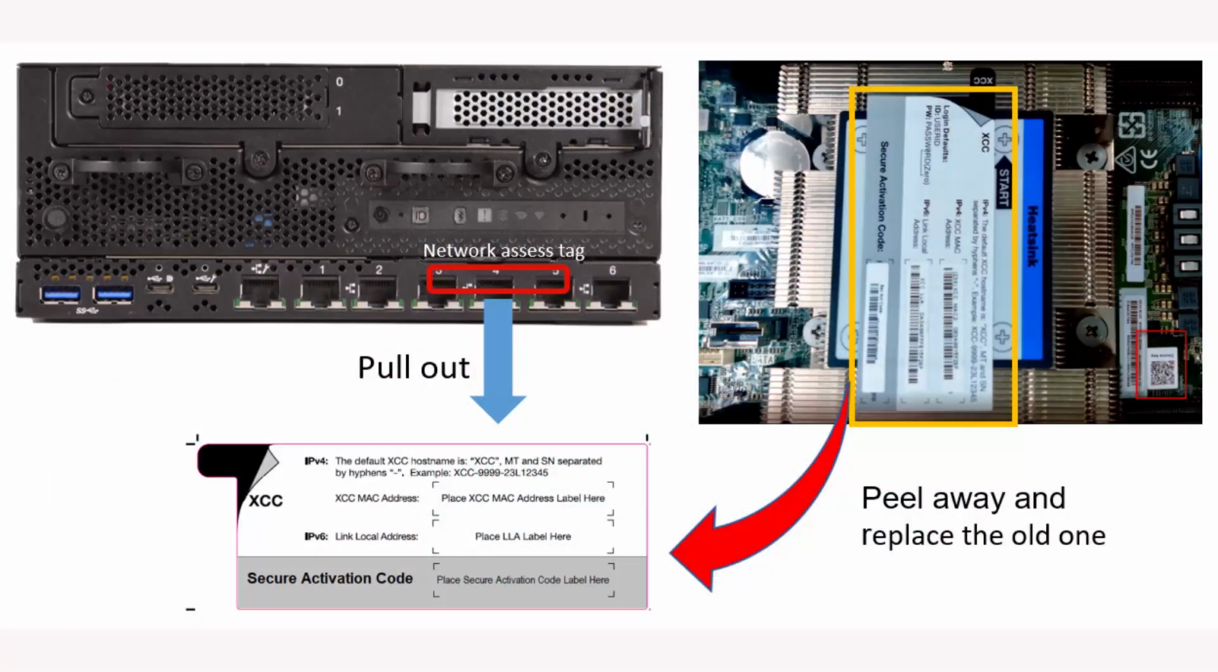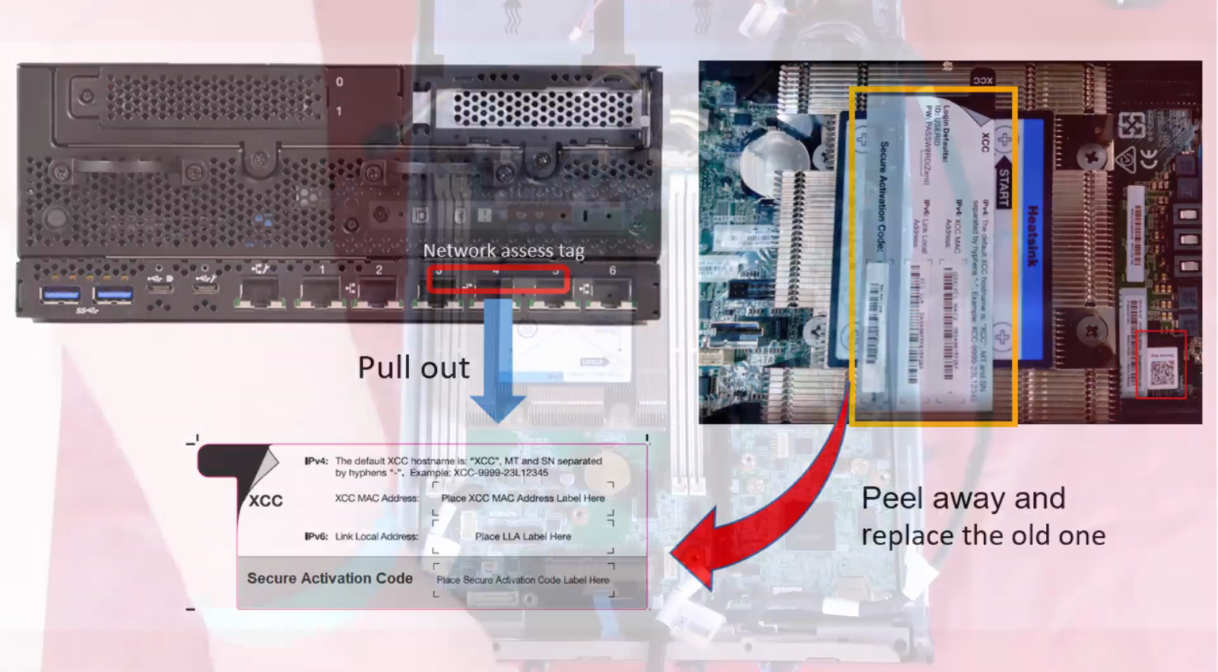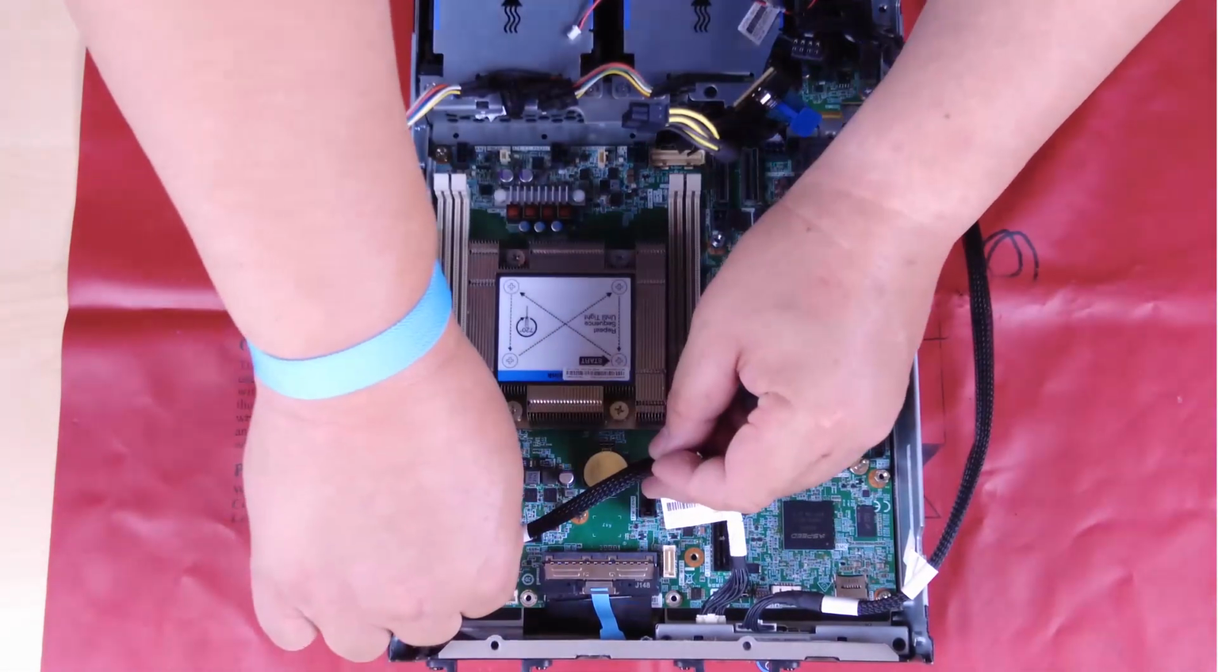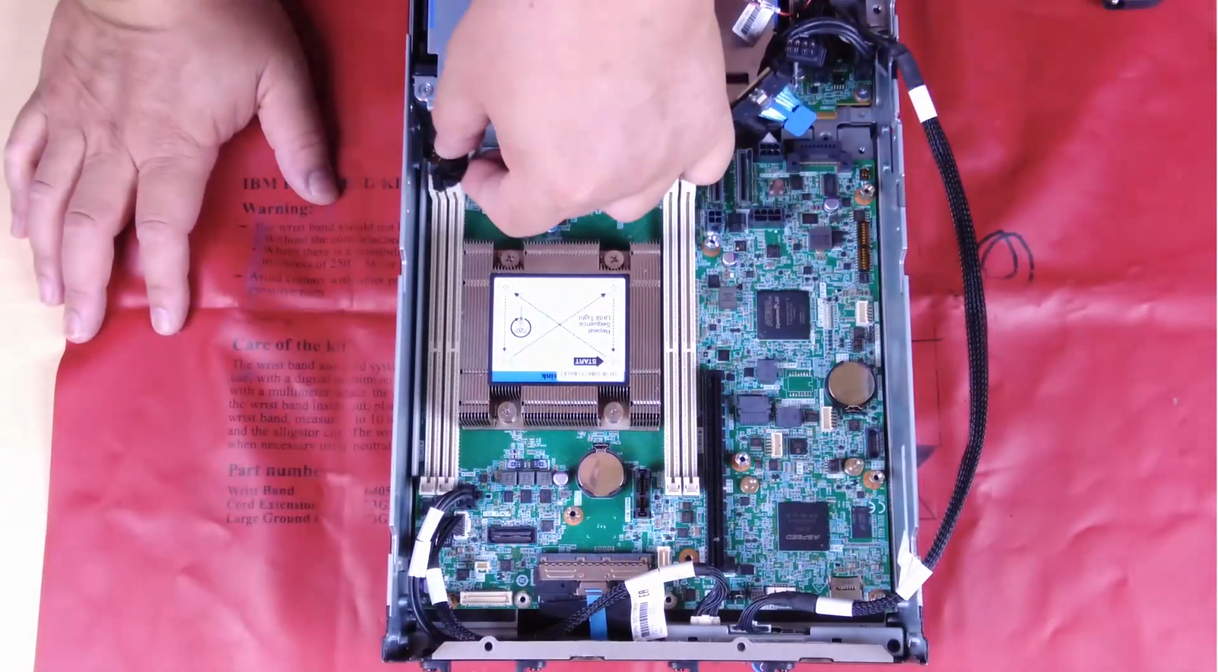Peel away the xClarity controller network access label on the processor heatsink and attach it to the network access tag on the front of the server. Install any components that have been removed from the failing system board and connect all required cables.